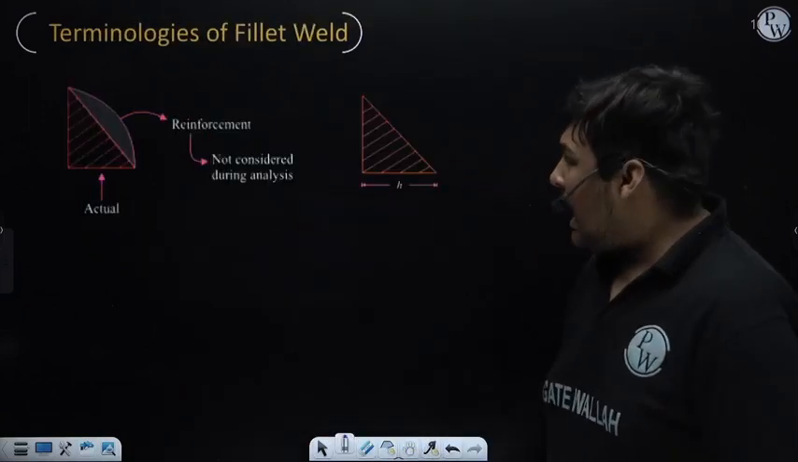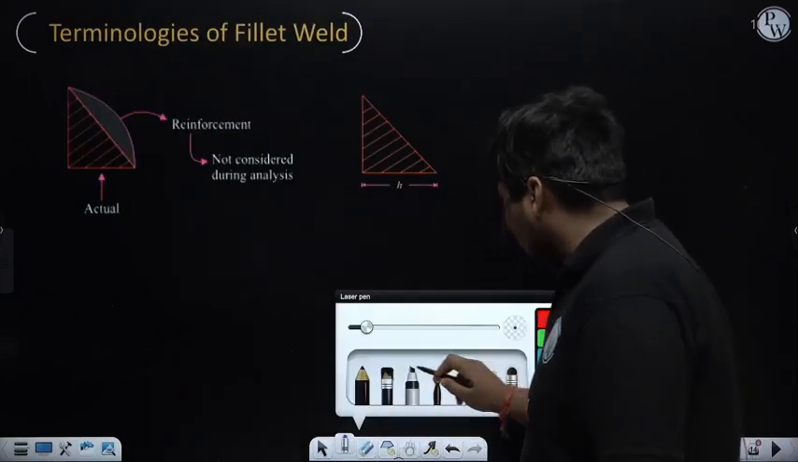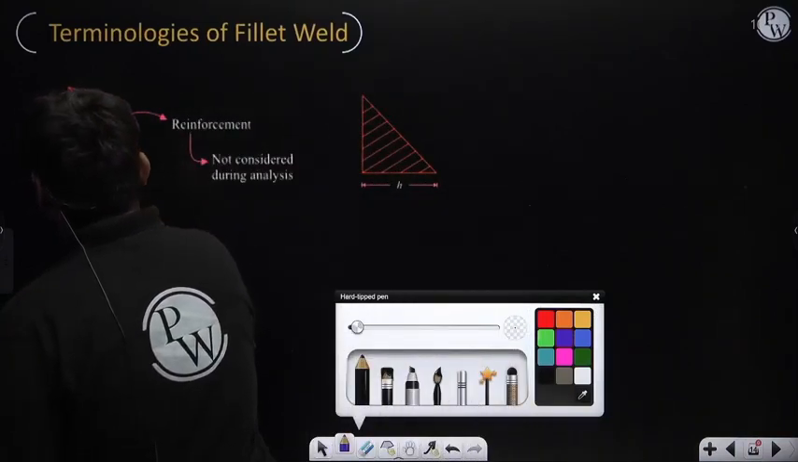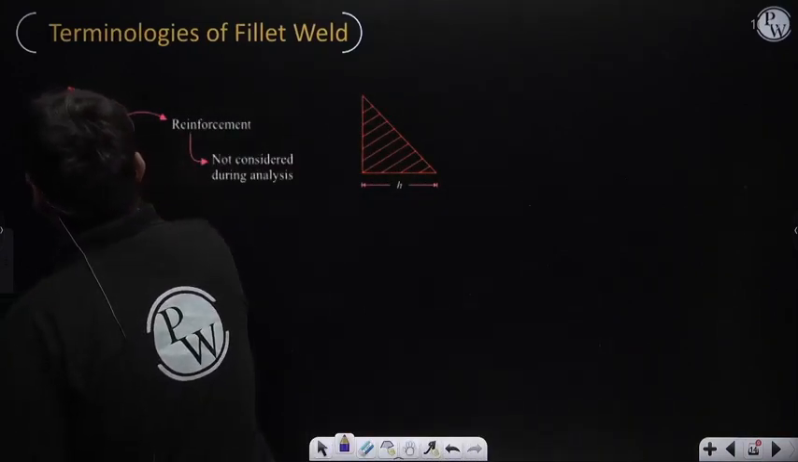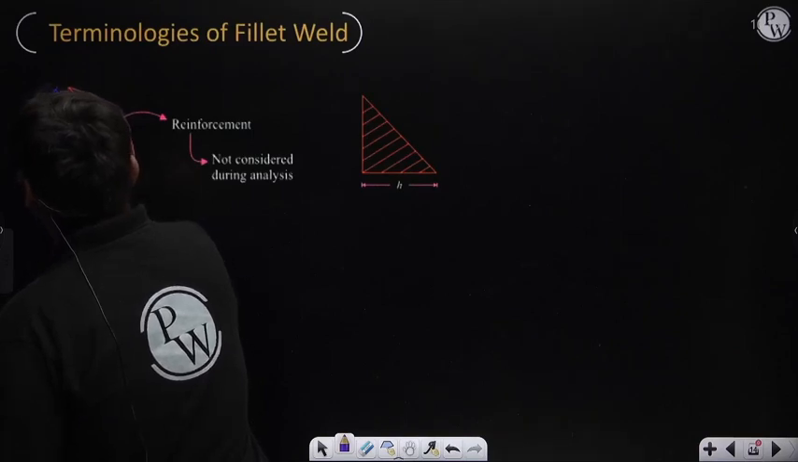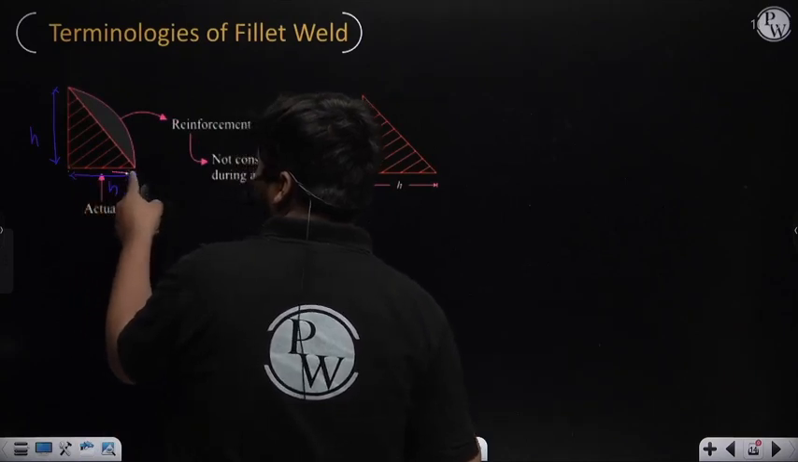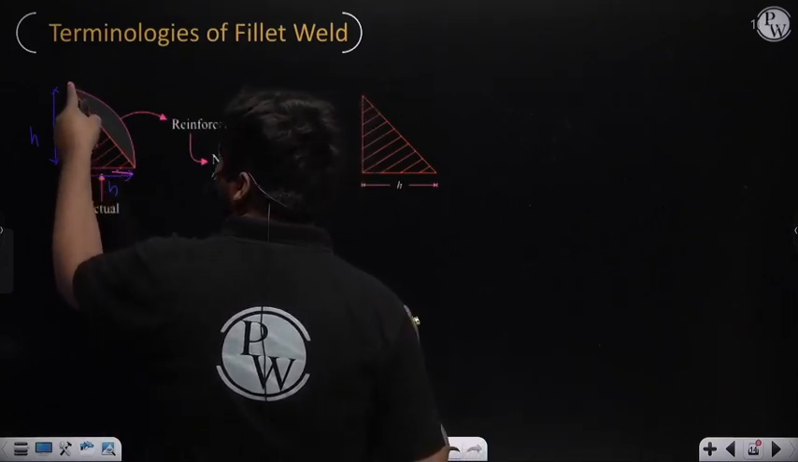Now, this is the actual diagram. But during analysis, suppose this thickness is H. What this thickness is known as, I will explain. And this thickness is also H. Now what we will do is take equal thickness from both sides. From this side it is H, from this side it is H.